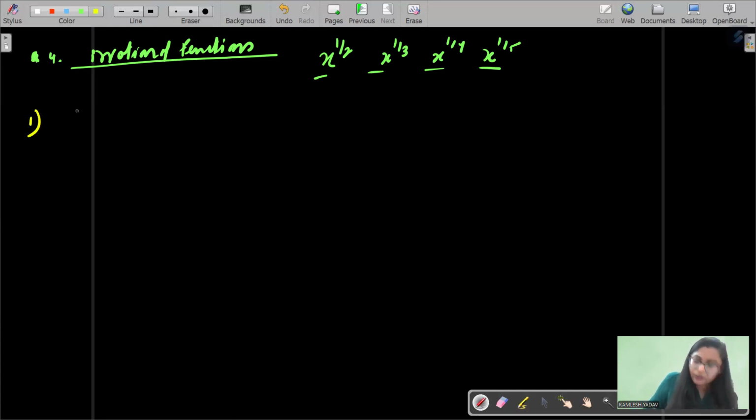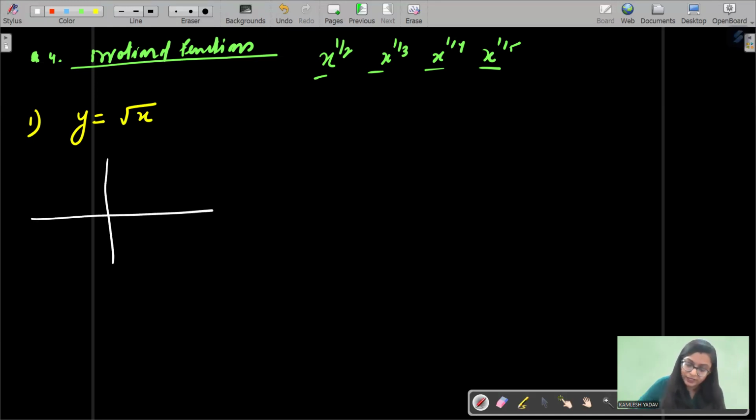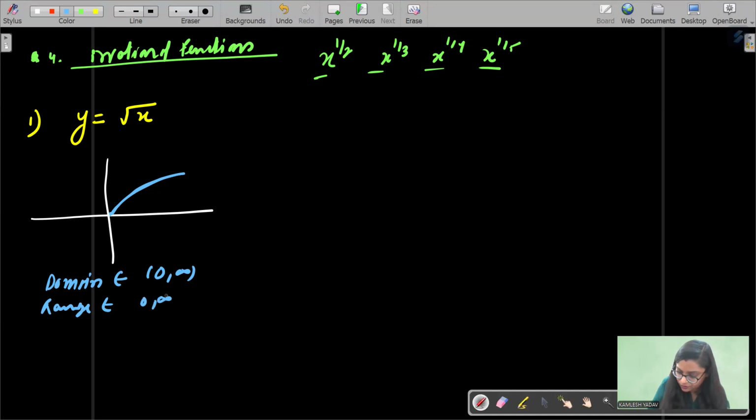Suppose we take some examples of irrational functions. The first function is y equal to root under x, and we know the graph of y equal to root under x, which is drawn like that. According to this graph, the domain belongs to 0 to infinity, and the range belongs to 0 to infinity.